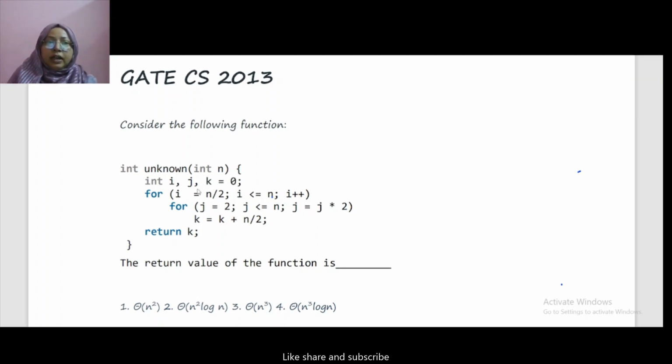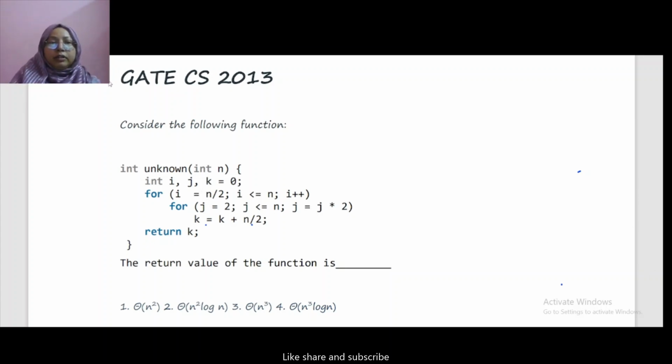First see this, how many times both the for loops are running, and then what the body of the loop is doing. It is incrementing k equal to k plus n by 2 every time. It is incrementing the k value with n by 2, and k was initialized with 0. Okay, k was initialized with 0. So now see how we will find it.